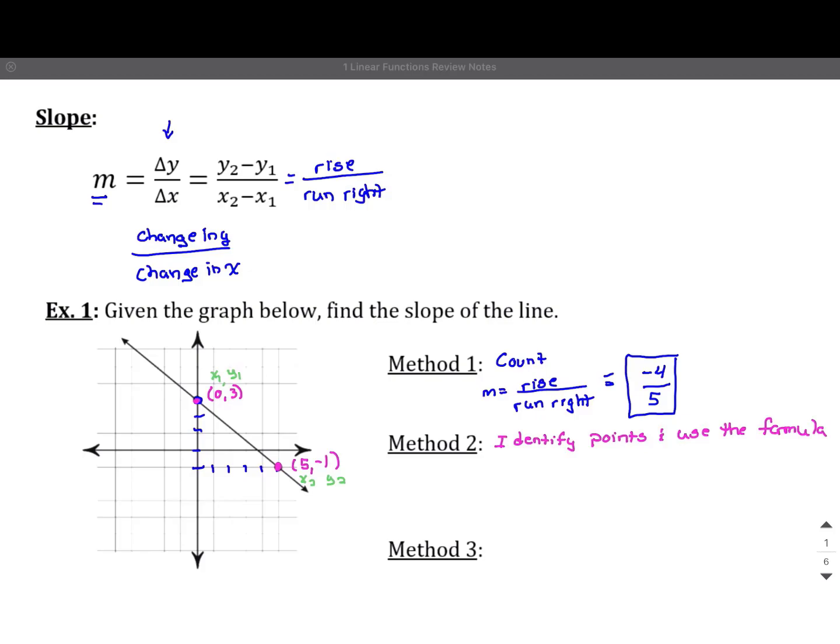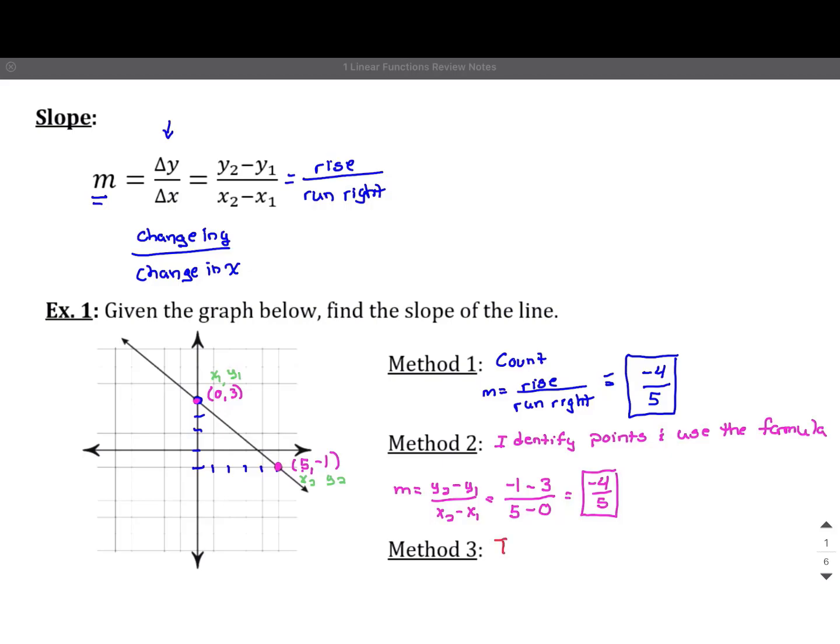So if I use my slope formula, y2 minus y1 over x2 minus x1, I would have negative 1 minus the y value from the other point, which is 3, over, now I'm going to go back to the point where I got the negative 1, my x value is 5, minus, go to the other point, my x value is 0. So again, I have negative 4 over 5. Ta-da! Now there is yet a third way, and I'm not sure you all know this way.